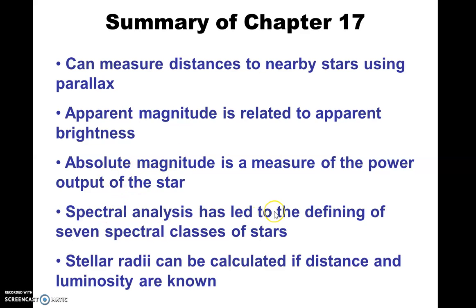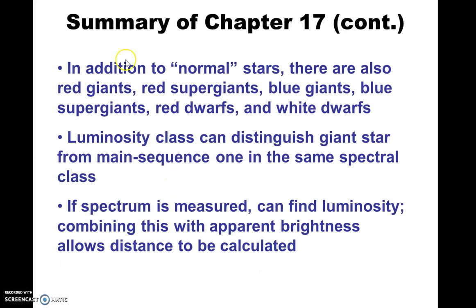Let's see. So the spectral classes are OBAFGKM. We can calculate stellar radii if we know the distance and we know the luminosity. With main sequence stars, that's what we mean by normal stars. There are also red giants, supergiants, blue supergiants, as it says. There are also red dwarfs, and there are even white dwarfs, which I didn't really cover too much.